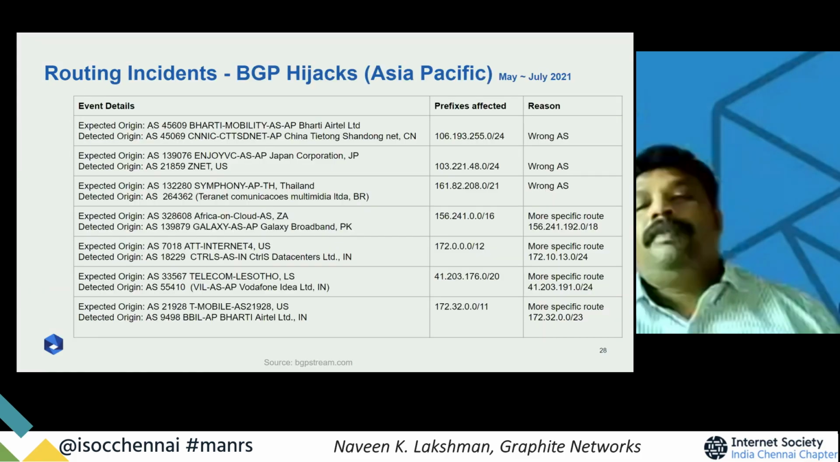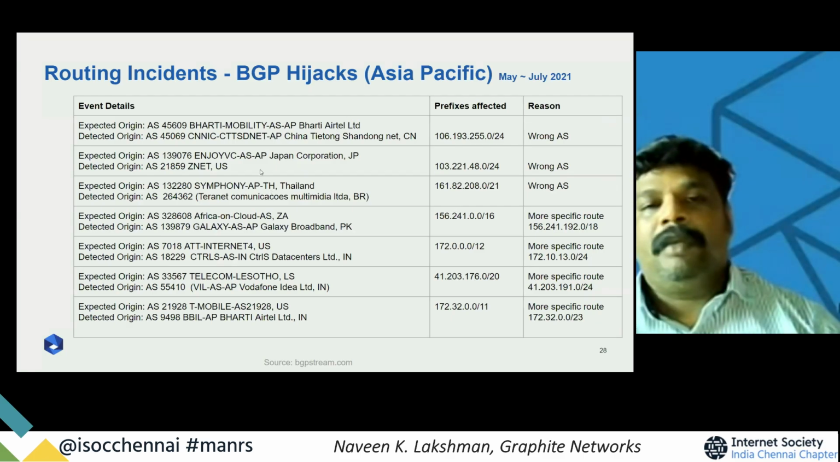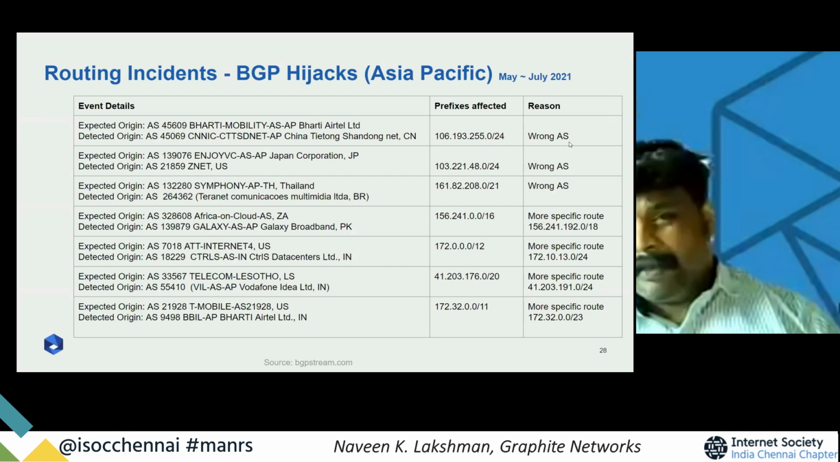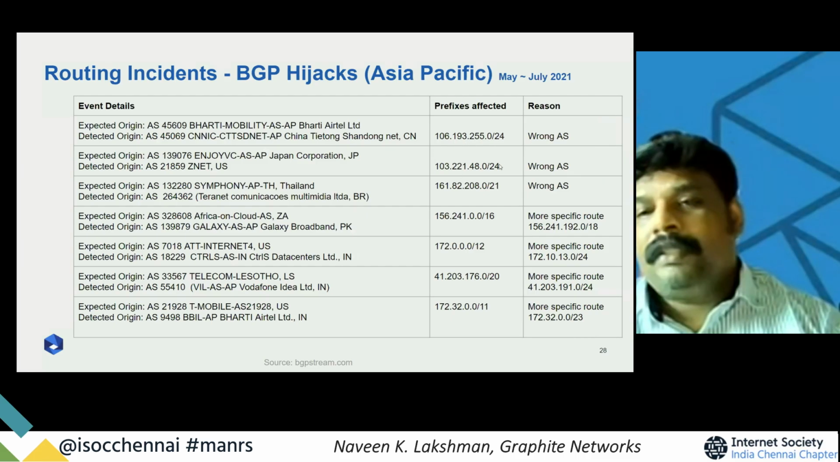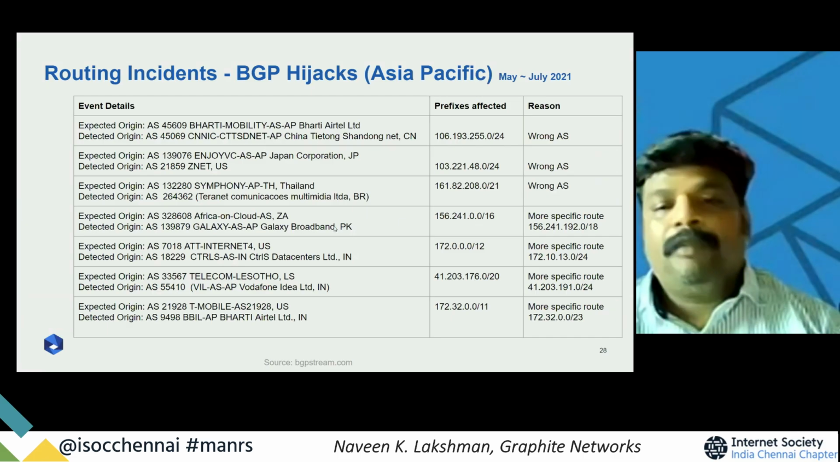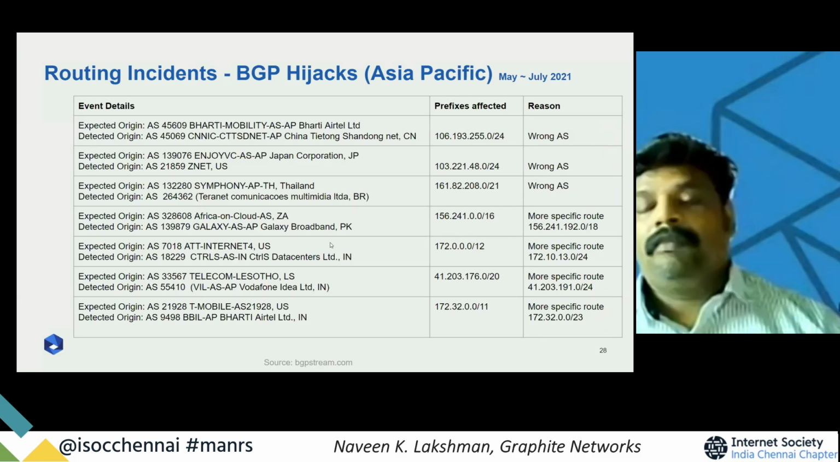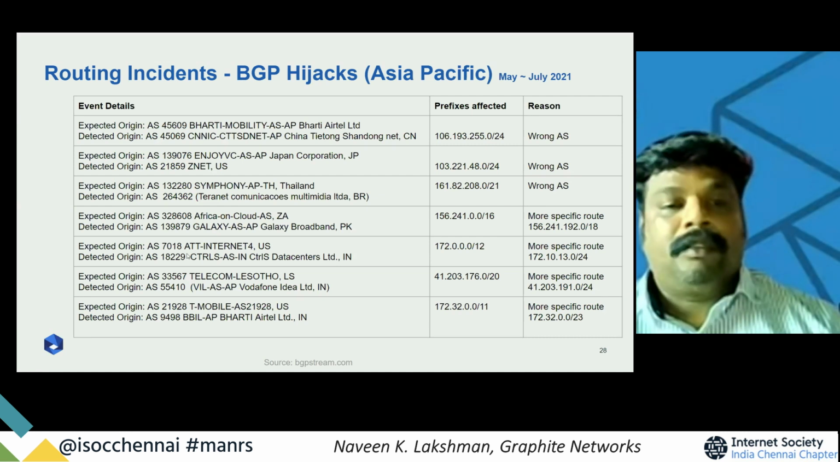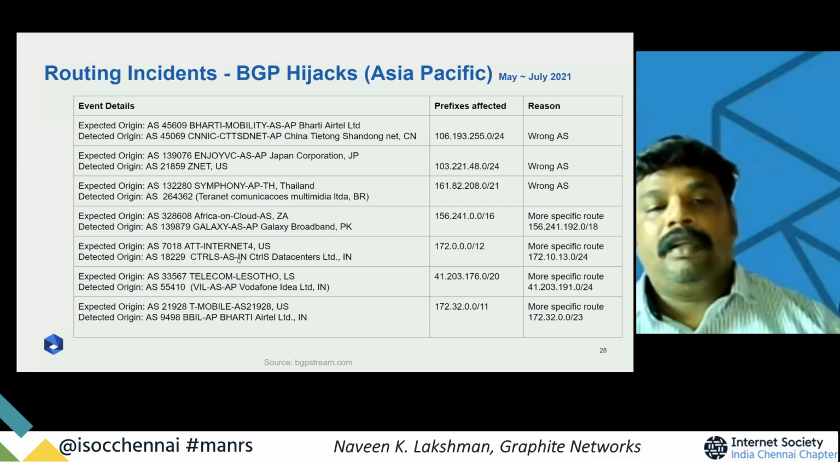So incidents in Asia Pacific: I just listed them out because in May and June you had incidents like Bharti Airtel's prefix announced by CNNIC, the same prefix, a wrong AS advertising a prefix. In most cases, it's a wrong AS doing it, or a longer prefix, that is, a more specific is announced. In this particular case, AFRINIC has announced 156.241.0.0/16, but Galaxy Broadband Pakistan announced a more specific of that /16, so that the traffic is rerouted. So it is either accidental or some issues or fat fingers. And AT&T's prefix 172.0.0.0/12 was hijacked by a data center in Hyderabad.